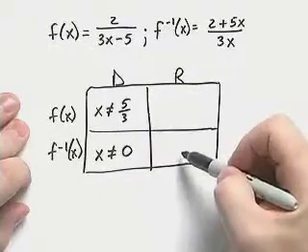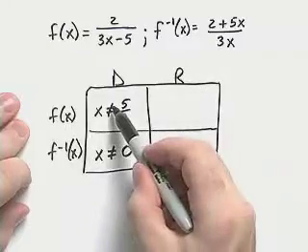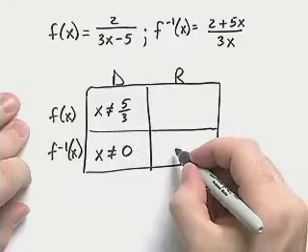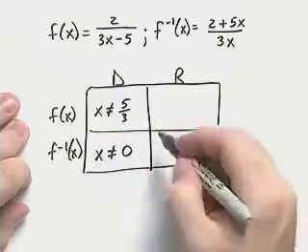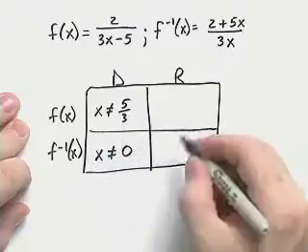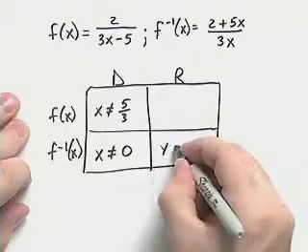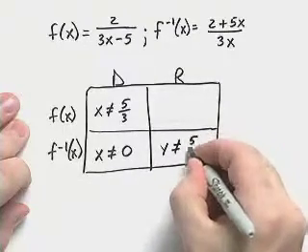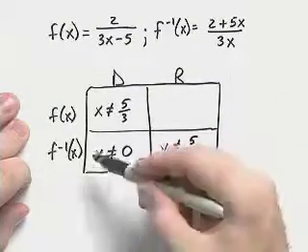Now to find the range, we need to remember that the domain of the function is the range of the inverse. But we do need to change the letters. So because the domain for the function is x not equal to 5/3, the range of the inverse will be y is not equal to 5/3. Same thing for the inverse.